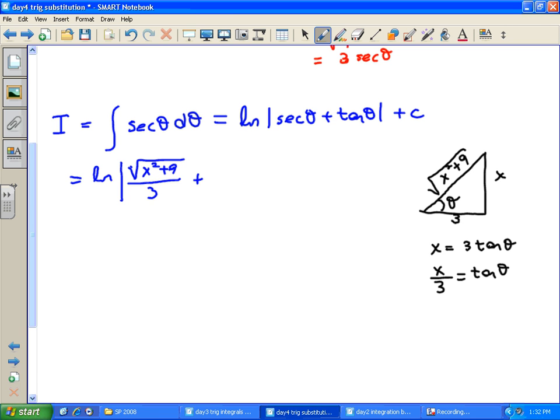X over 3. I don't even need a triangle for that one, right? I could even look at this equality down here, or look at the triangle. Either way you do it, you're going to get tangent theta equals opposite over adjacent, which is x over 3, plus c. This is fine. You can leave your answer exactly like this, but I want to show you another way that you might see your textbook leave the answer. Your textbook may have the following. ln of the square root of x squared plus 9 plus x plus c.